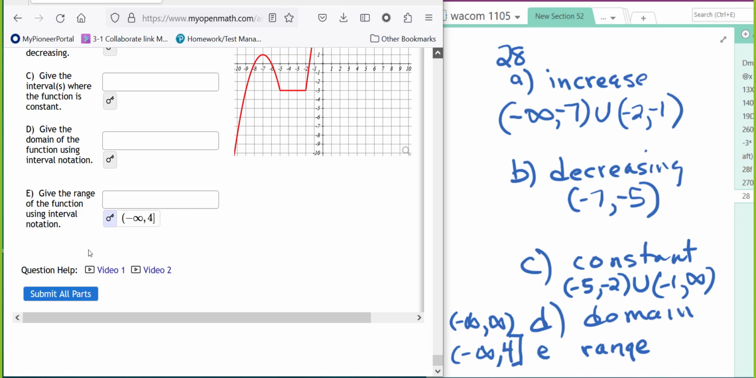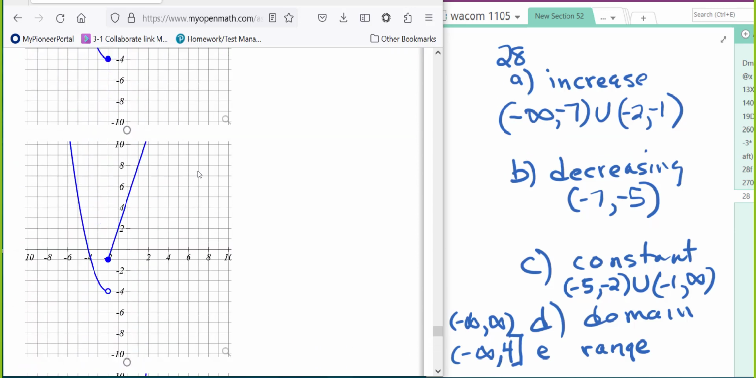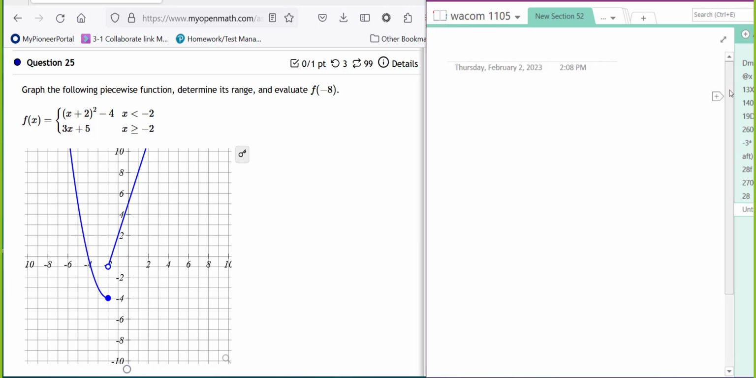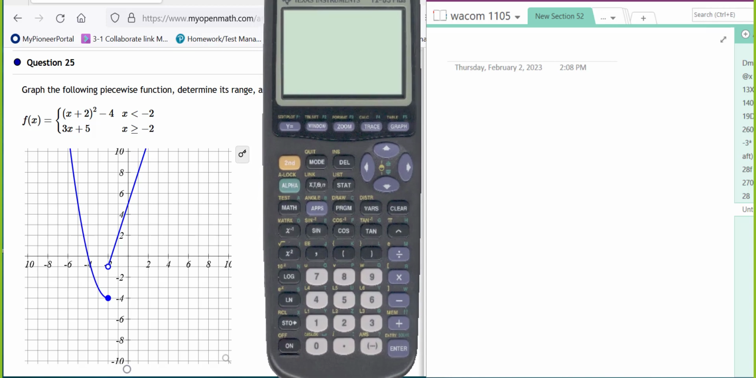All right, let's back up to 25 and see if I can show you this one with the calculator. So I'm not going to do that one by hand. It is a piecewise function. This part is a parabola, and it's a multiple choice graph. This takes a special button that we haven't used, to put a condition in. I want to make sure my whole calculator screen is showing. So I wanted you to see that. Hopefully I remember how to do it right.